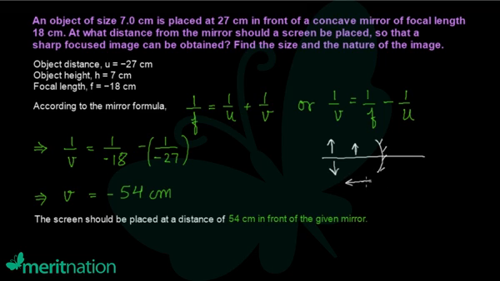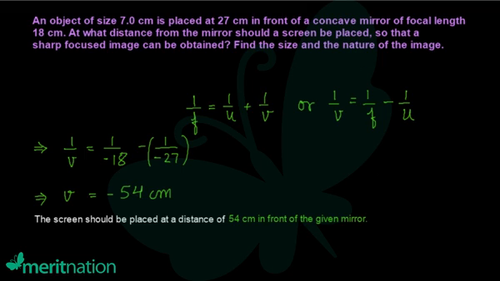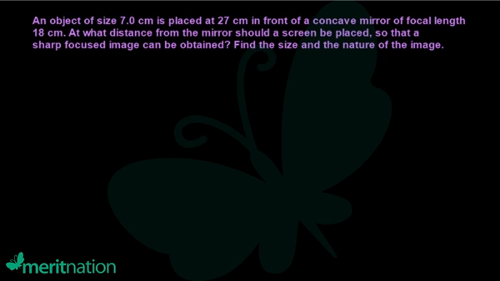So the image formed is in front of the mirror. The screen should be placed somewhere over here. So this much we know. Now we want to find the size and nature of the image. For this we need to find the magnification. So now let us look at the magnification.